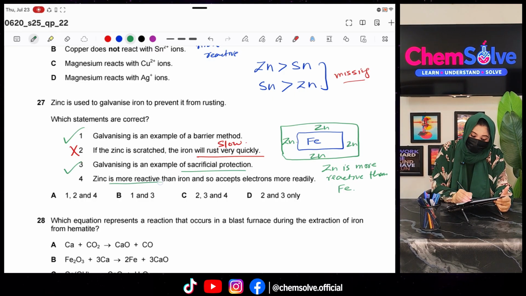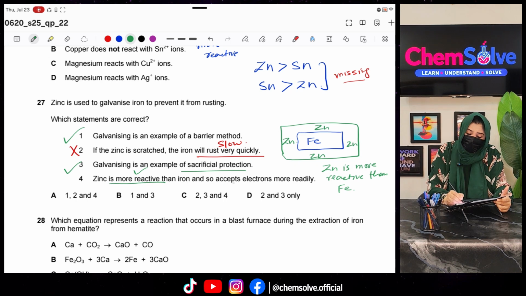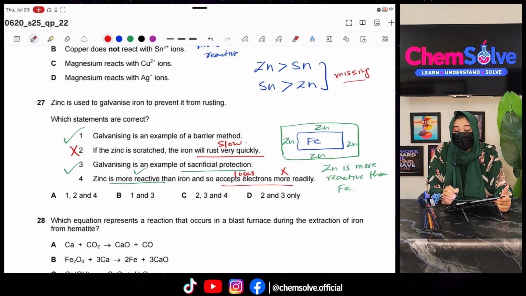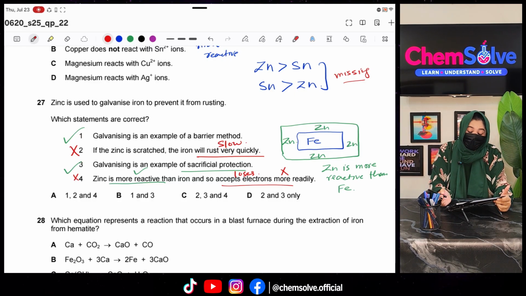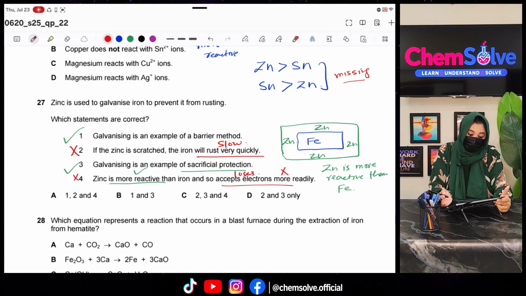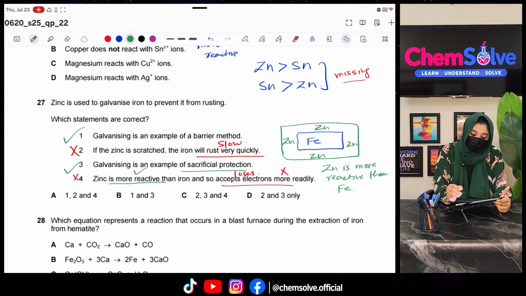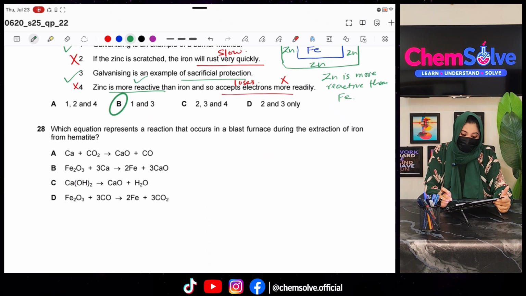Zinc is more reactive and accepts electrons readily. Yes, zinc is more reactive, but not at all, it instead loses electrons. If a metal is more reactive, it will lose the electron. It will not accept the electron. So this statement is half incorrect and half correct. So we will regard it as an incorrect statement. So the correct option is of course B. Why? Because statements 1 and 3 are correct and 2 and 4 are incorrect. Okay, so look at question number 28.